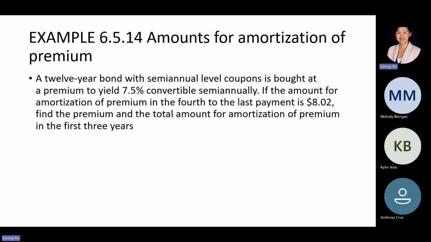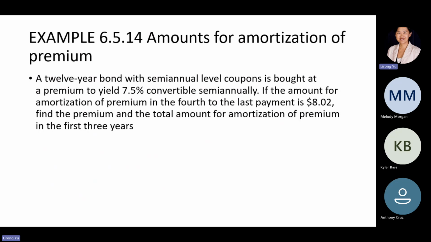So a 12-year bond with semi-annual level coupon is bought at a premium to yield 7.5% convertible semi-annually. So the good thing is the interest rate is given, but I don't see a coupon rate. So when we're reading the first question, is 7.5 a coupon rate or an interest rate?